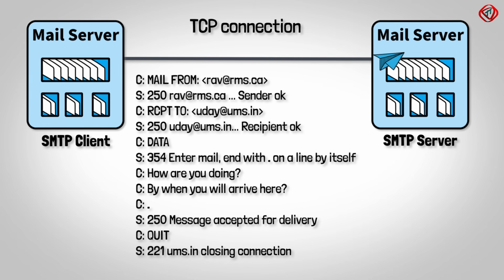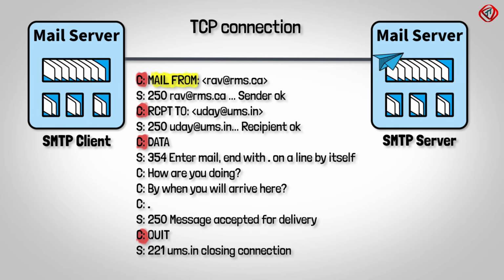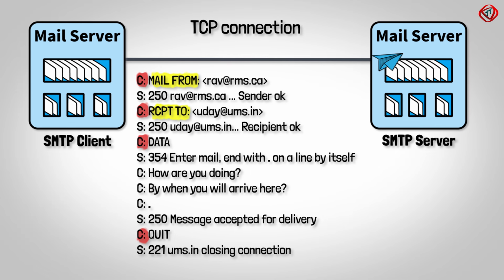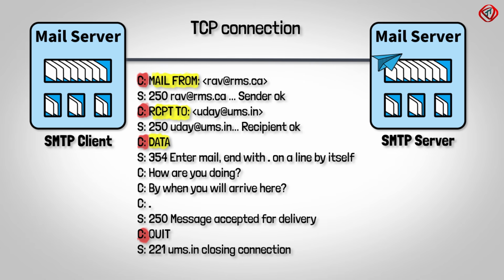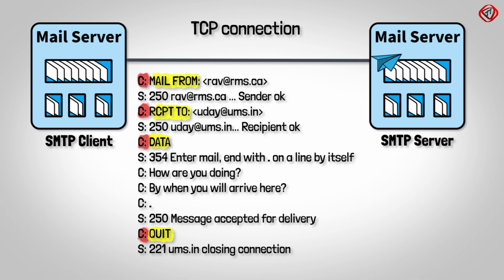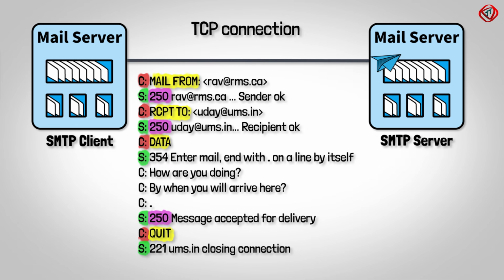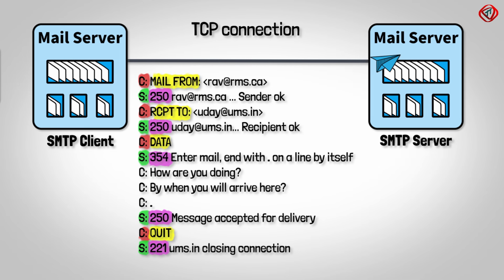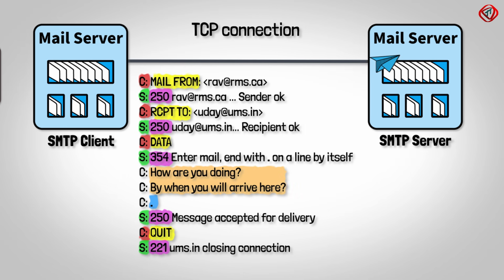The SMTP client sends a series of commands to transfer email. MAIL FROM specifies the sender's email. RCPT TO specifies the recipient's email. DATA indicates the start of the email content, and the QUIT command indicates the end of the session. The SMTP server responds with status codes 250, 354, and 221. The SMTP client also sends a single dot on a new line to signal the end of the email message.